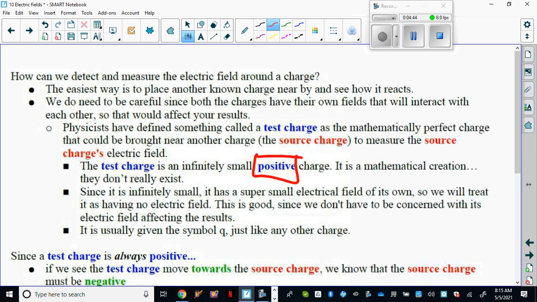It is a mathematical creation, so they don't really exist. It's infinitely small so that its field will be infinitely small and will not interact with the other field, thereby changing the conditions or the measurements. It's sort of similar to Heisenberg's uncertainty principle. The more accurately you can measure the position of something, the more inaccurate your measure of its velocity is, and vice versa. Since it's infinitely small, we just discussed that.